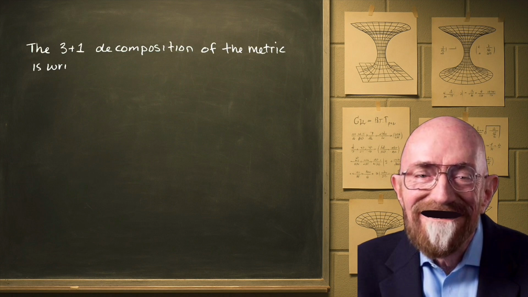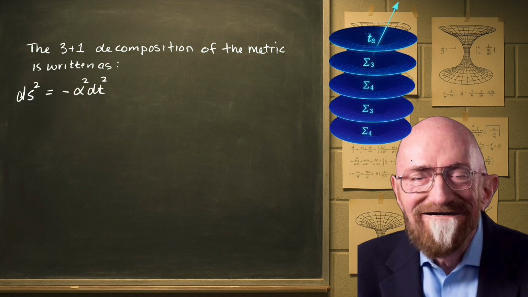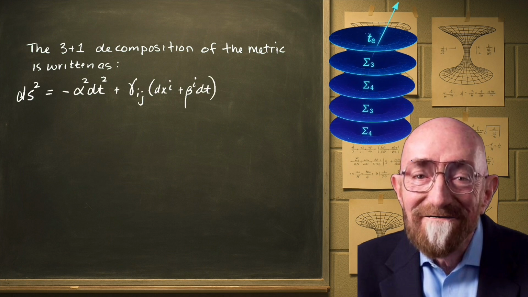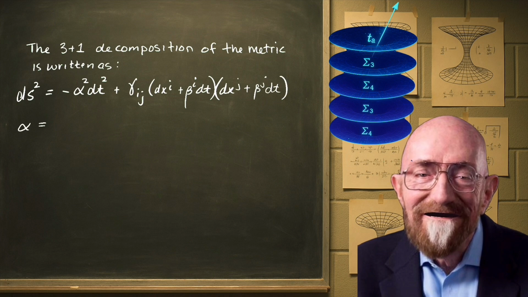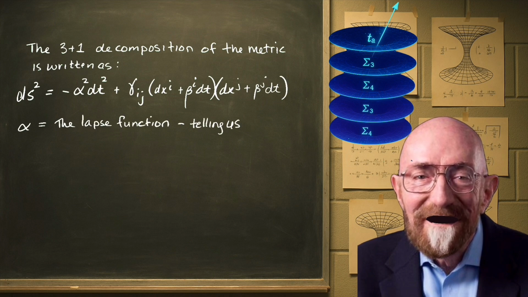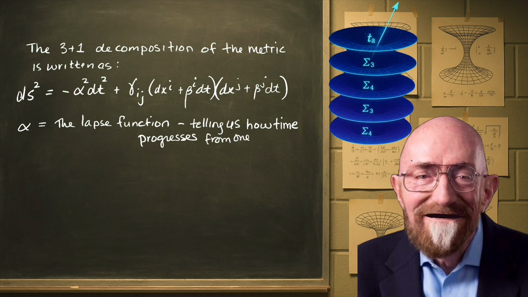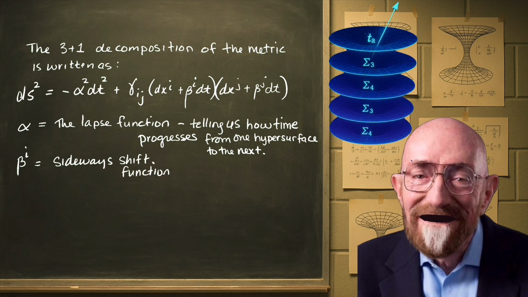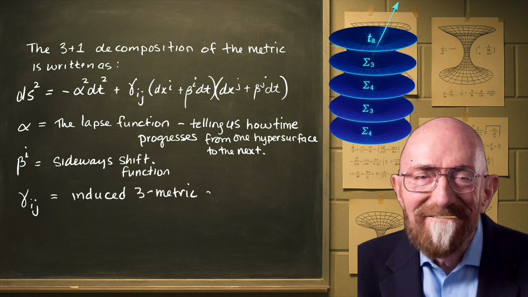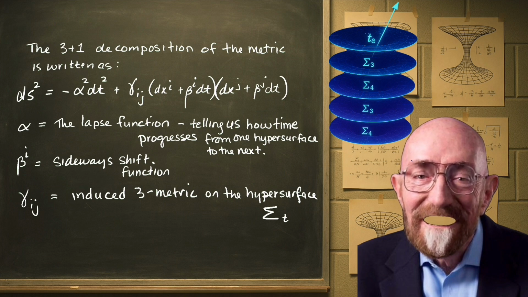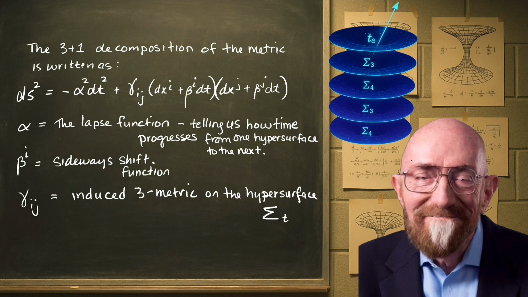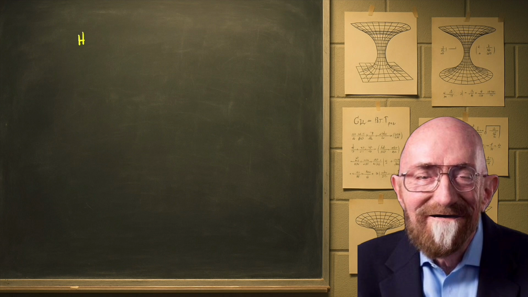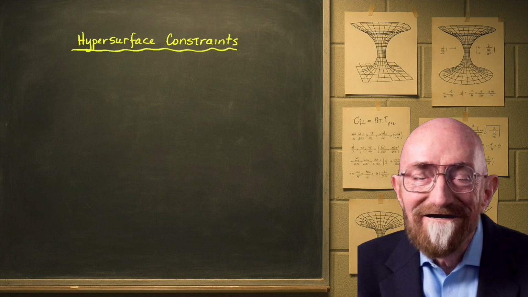The 3 plus 1 decomposition of the metric is written as ds squared equals negative alpha squared dt squared plus gamma ij, multiplied with dx i plus beta i dt and dx j plus beta j dt as well, where one can call alpha the lapse function, telling how time progresses from one hypersurface to the next, beta i the shift function in a sideways manner, and gamma ij is the induced 3-metric on the hypersurface Sigma t.